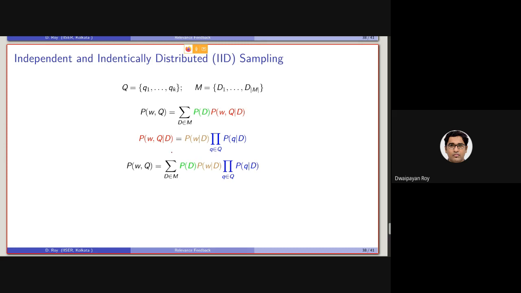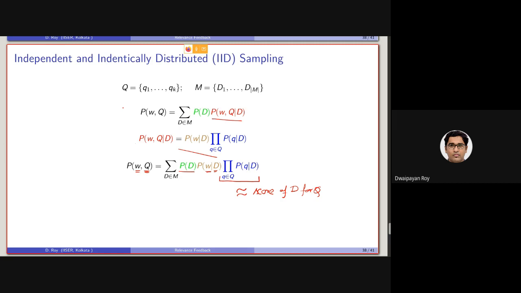So if we put this here, what we'll be getting is P(W, Q), the joint probability of observing the word together with the query words, which is the summation over all documents in the pseudo-relevant document set of P(D), the prior probability of selecting that document, times the likelihood that the word under consideration is selected from that document, times this, which is approximately the score of document D for the query Q.